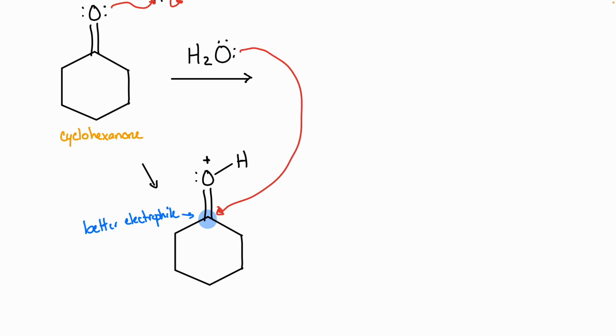Now my water is going to attack. I'm again going to bring that pair of electrons up onto that oxygen to create our tetrahedral intermediate. All right, but importantly now my tetrahedral intermediate is not breaking any rules. Okay. Importantly, since water attacked, I still got that additional hydrogen on that other oxygen.